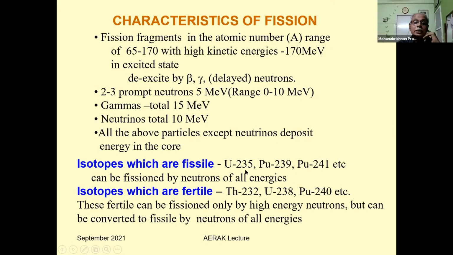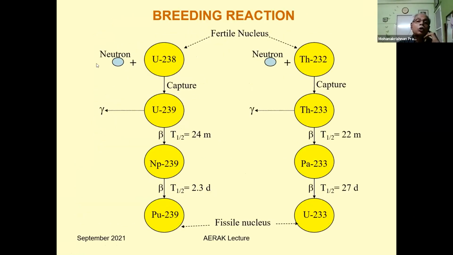So the isotopes which are easily fissionable are uranium-235, plutonium-239, plutonium-241. I will not go into the reasons for this now. And there are some nuclei like thorium-232, uranium-238, Pu-240. They can be fissioned by high energy neutrons, but can be converted to fissile by neutrons of all energies. This is what happens in a capture of a neutron in U-238, mostly.